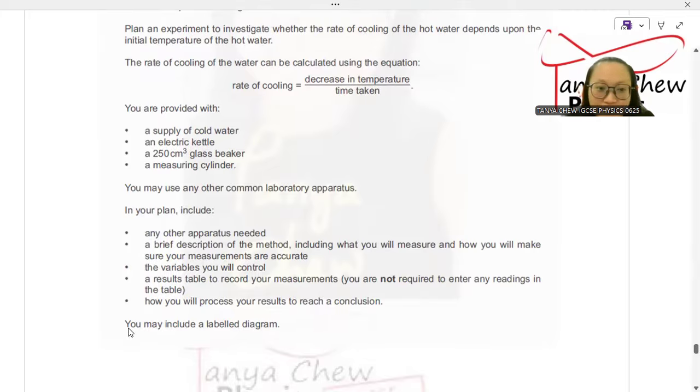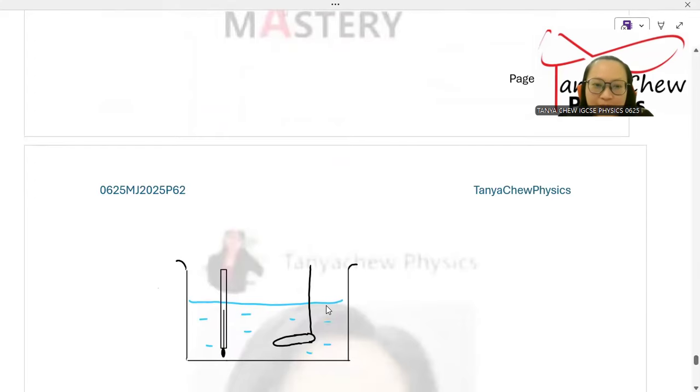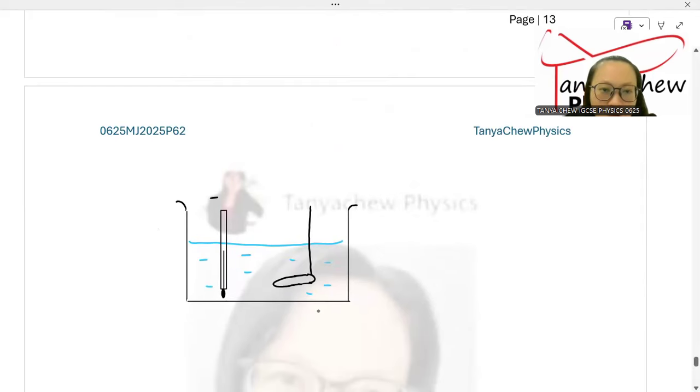I will skip that first. I will read the last part here. You may include a labeled diagram. That is what I want to show you. I included a labeled diagram. So this is my labeled diagram. I haven't labeled it, so I'm going to label it. This is called thermometer.